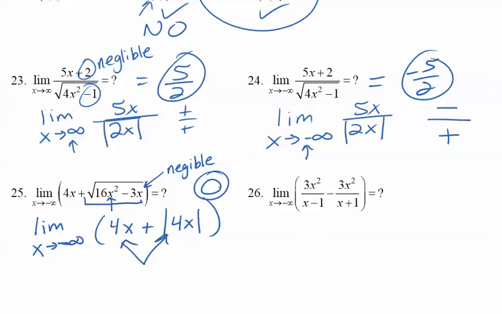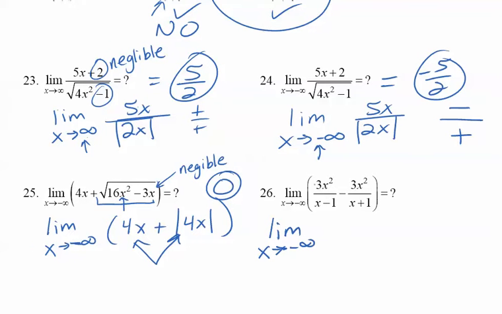All right, in 26, if x goes to negative infinity, I think we're going to see this better if we get a common denominator. So let's see what happens if we multiply the first fraction by x squared plus 1.